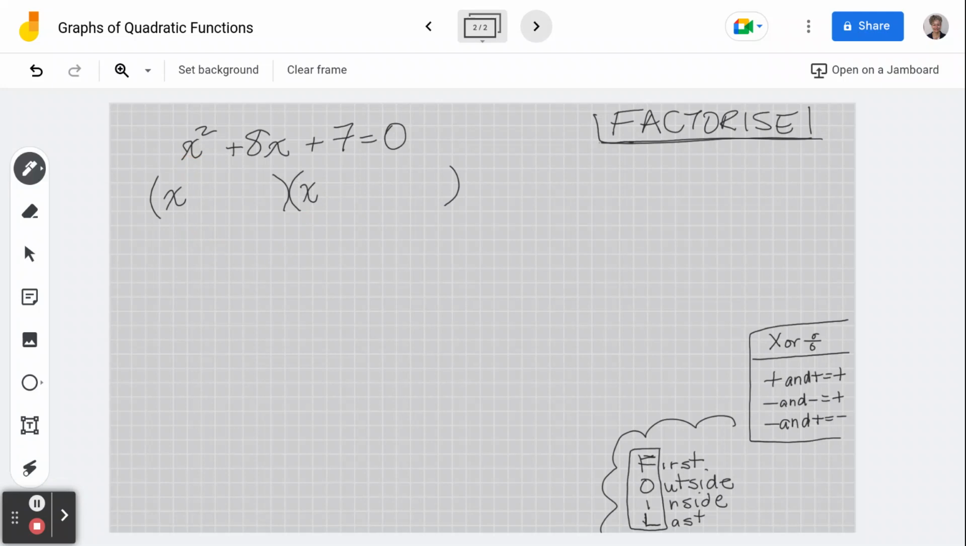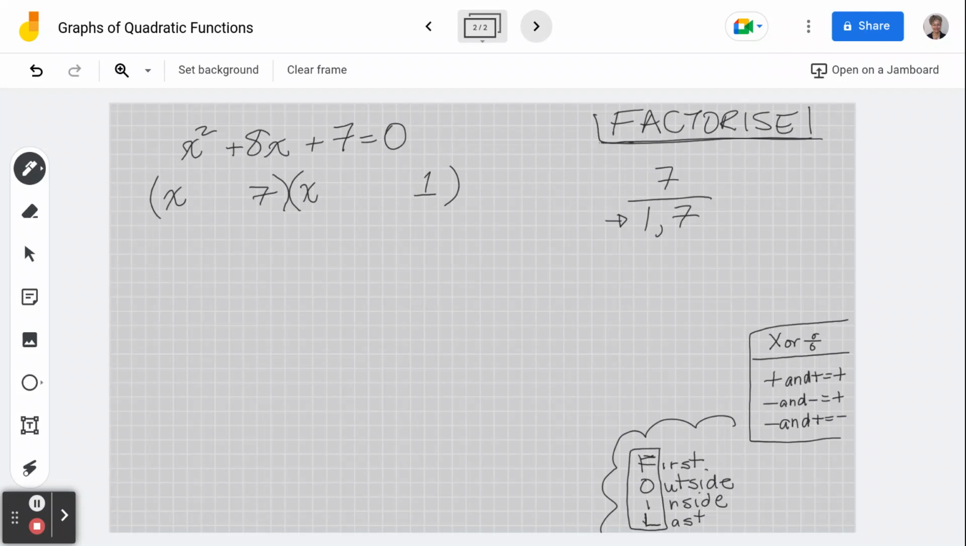Now what we do is we look at this term in our equation. It's plus 7. So we come over here and we say, what factors multiply to get 7? This is an easy one. It's 1 and 7. So we absolutely know that in these brackets, one of them is a 1 and one is a 7. This one's not hard. It's going to be those numbers. It doesn't matter if you put your 7, I could put my 7 here and my 1 here. It doesn't matter, okay? Does not matter.